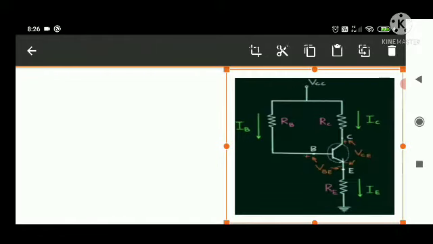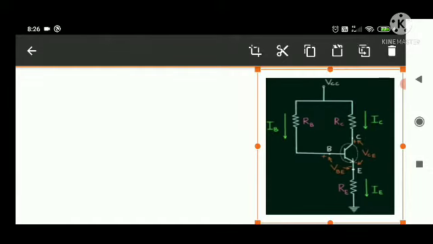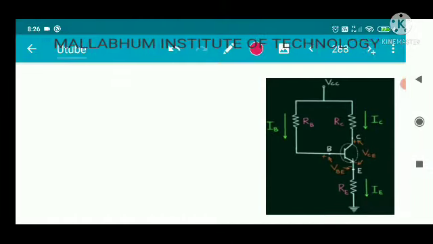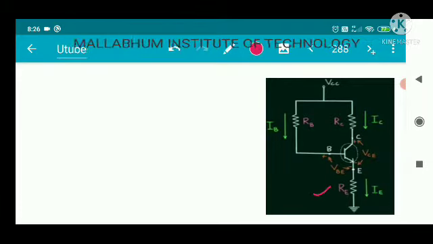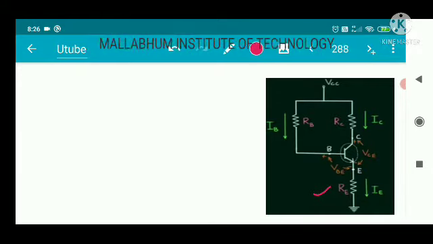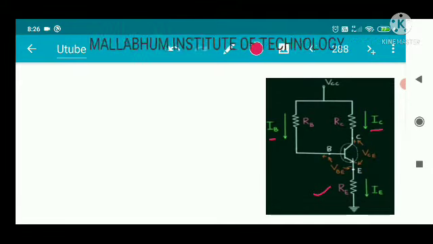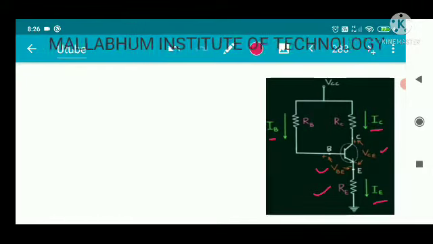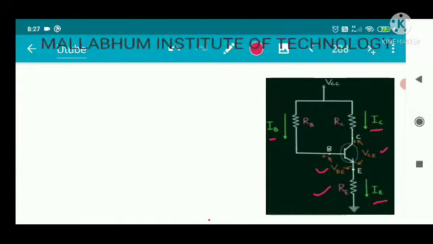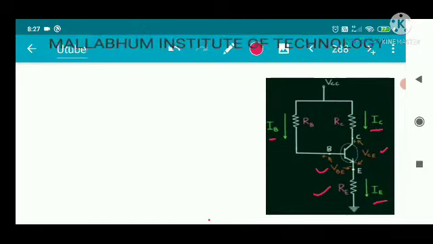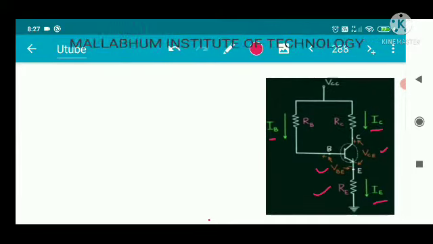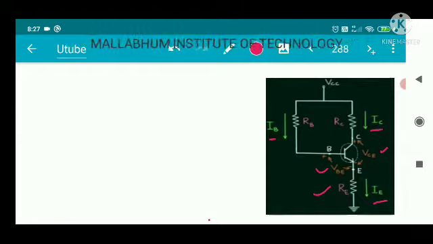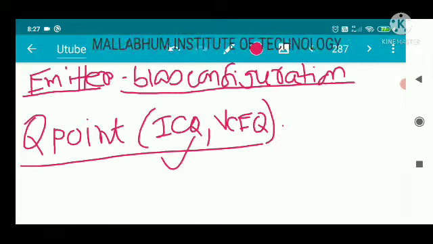a very simple circuit, always similar to the fixed bias circuit, but the only difference is that the emitter resistance comes into the picture. So if you write the equation in the input loop, this is your current IB, this is your current IC, this is your current IE, there is a voltage drop VB, there is a voltage drop VC. We are going to apply KVL at the input loop and also the output loop. From the input loop we will calculate IB, and from there IC, and in the output loop we will calculate VC. That is the main aim, to calculate ICQ and VCQ.